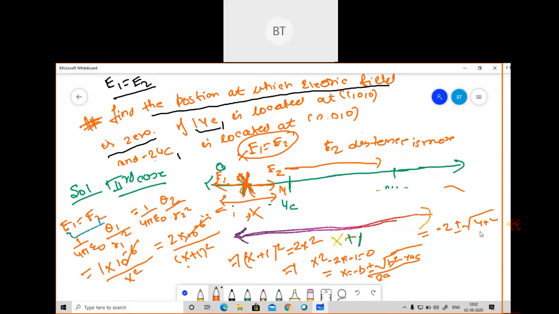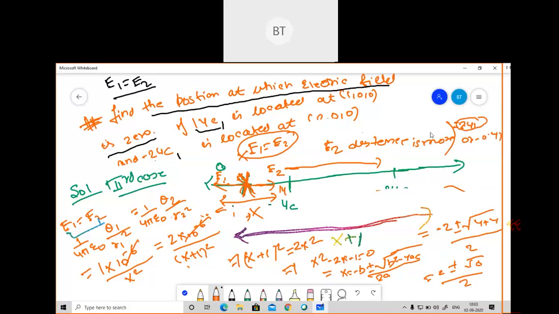4 plus 4. Aditi, you are right. 4 plus 4 will become under root 8. Aditi, two values will come. Why are you not considering a negative value? Tell me that. So we will get two values here, 2.41 or minus 0.41. So we will consider the positive value.